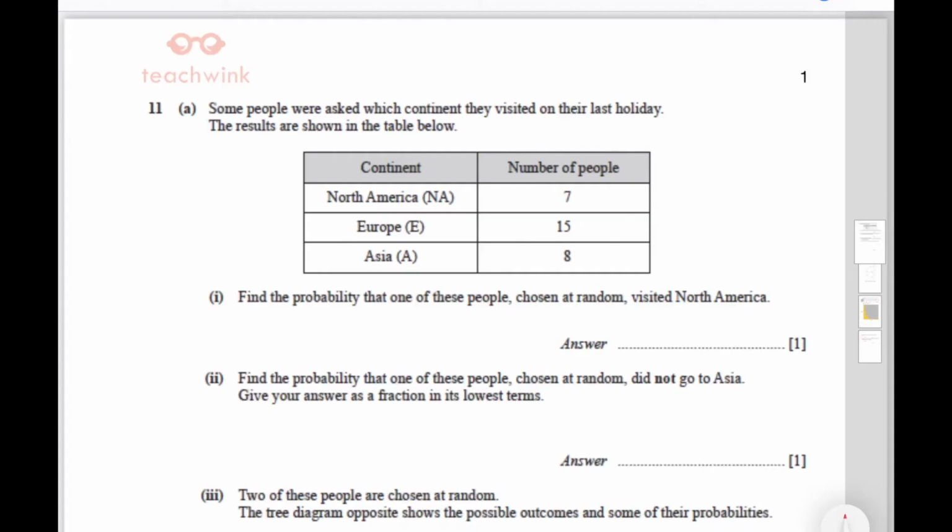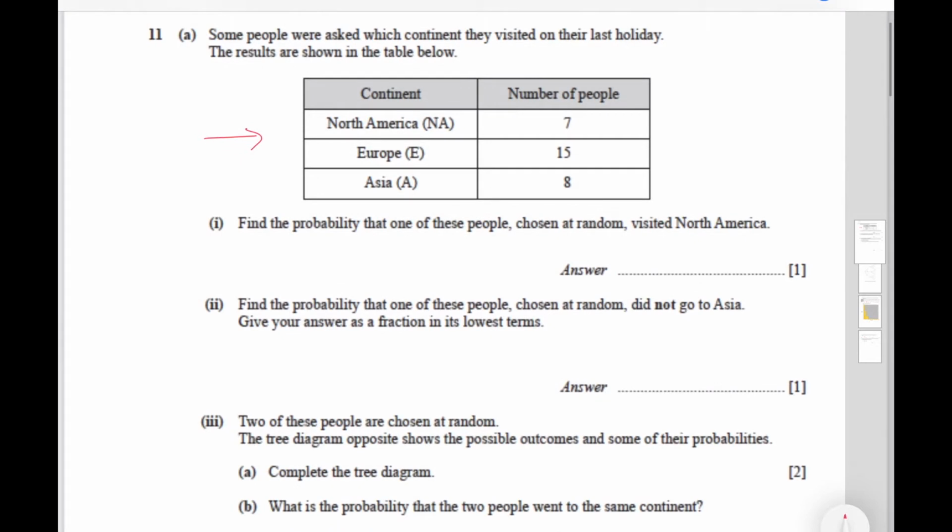So let's start. The question says some people were asked which continent they visited on their last holiday. The results are shown in the table below. These are the continents: North America, Europe and Asia. The first part says find the probability that one of these people chosen at random visited North America.